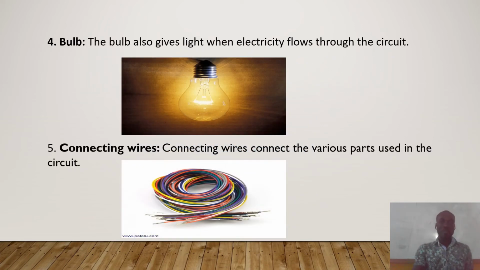Alright, we have another component, which is the bulb. The bulb also gives light when electricity flows through the circuit. So we have the bulb and the LED, but the difference between these two is that one uses a little amount of electricity, whilst the other uses a much larger amount of electricity. That is the difference between the bulb and the LED, or the light emitting diode.